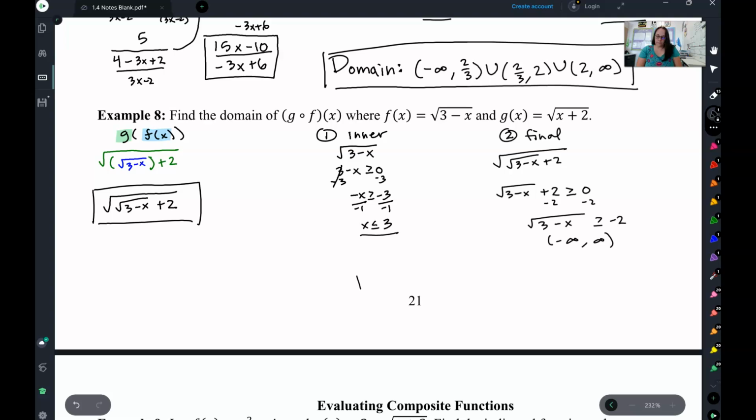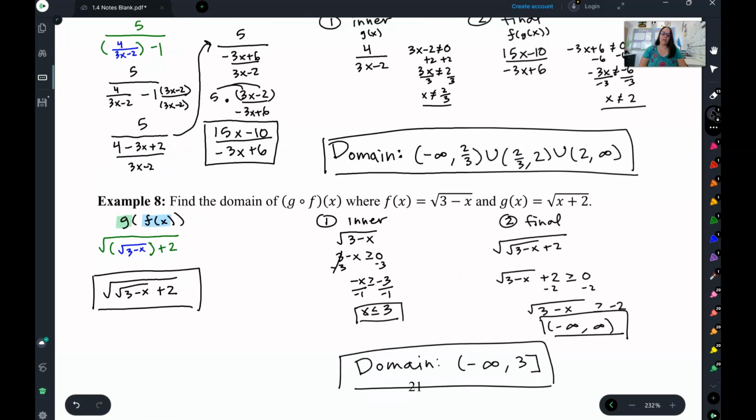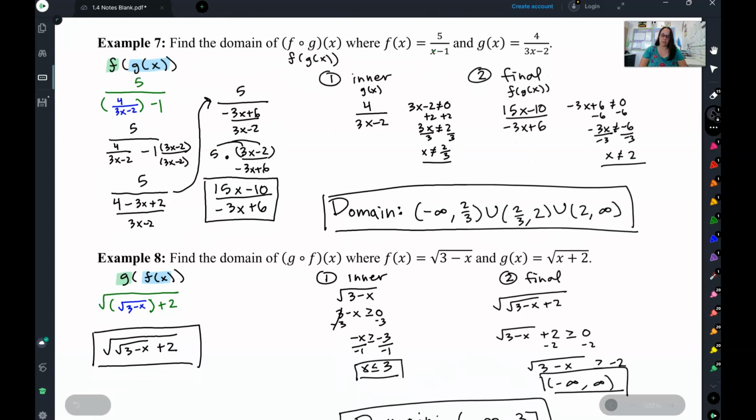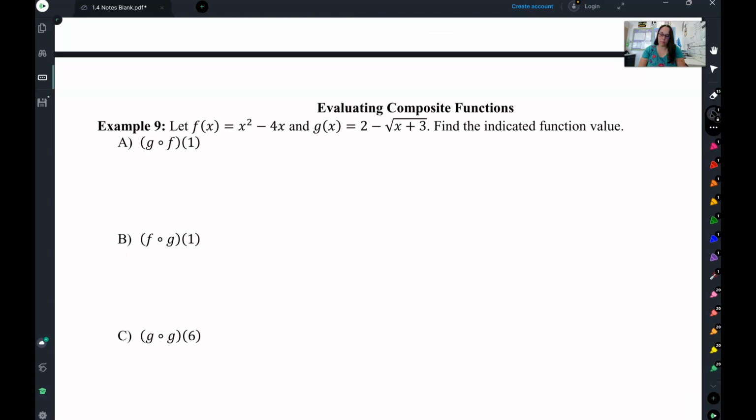So our final domain is this one. Because when we combine these two together, this is the smaller one. So our final domain is from negative infinity up to 3. Everything less than or equal to 3. So that is domain of composite functions. In the next section, we're going to talk about plugging numbers into function composition and how to do that.